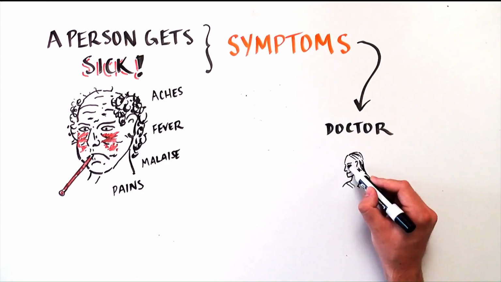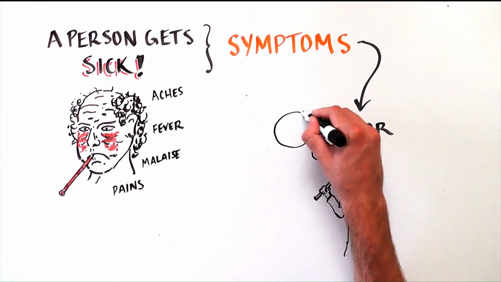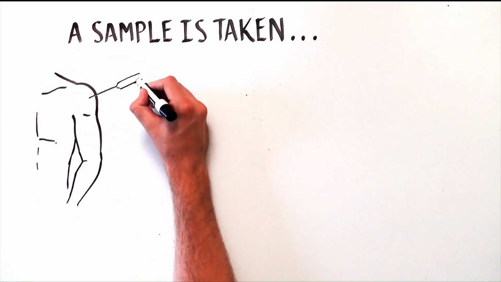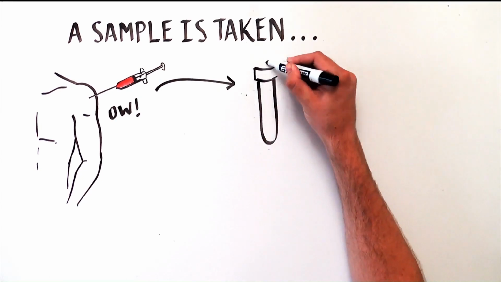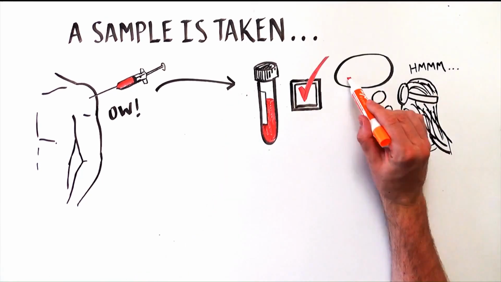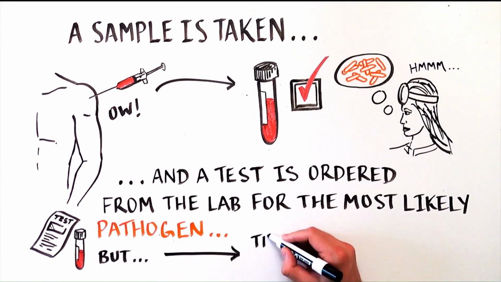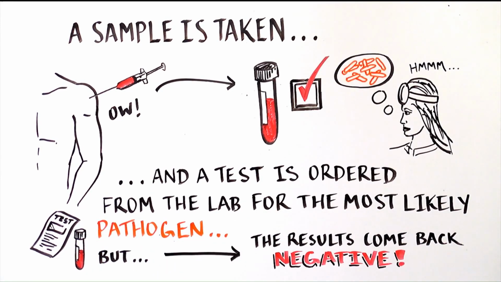The doctor is concerned about the patient's symptoms and overall presentation and decides that further investigation is required. A sample is taken, for example a blood sample, and a test is ordered from the lab based on what the doctor expects to be the most likely pathogen causing the illness. The test takes place, and the results come back negative.